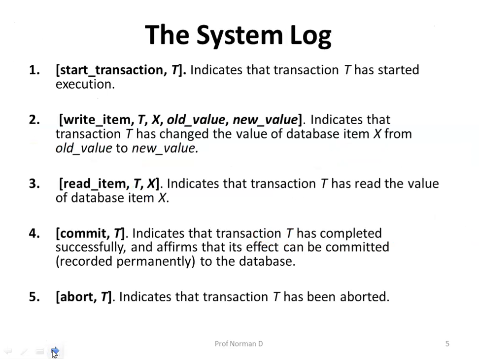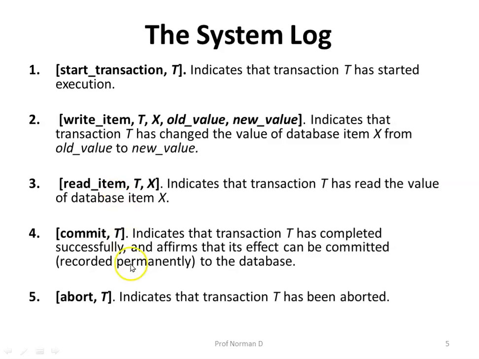Coming to the system log. To be able to recover from failures that affect transactions, the system must maintain a log to keep track of all the transaction operations that affect the values of database items, as well as other transaction information that may be needed to permit recovery from failures. The log is a sequential append-only file that is kept on disk, so it is not affected by any type of failure except for disk or catastrophic failure. When the log buffer is filled or when certain other conditions occur, the log buffer is appended to the end of the log file on the disk.